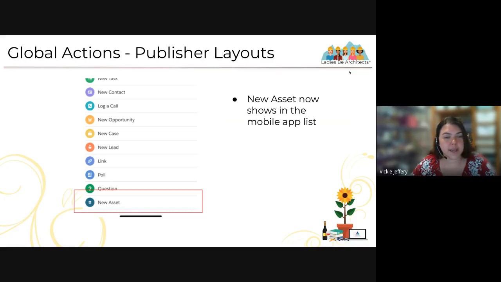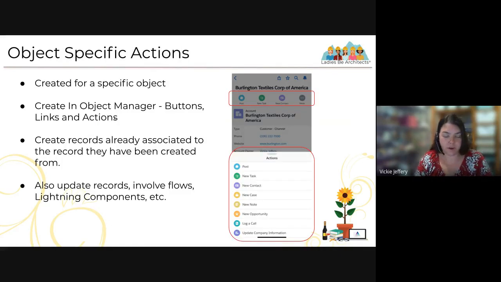Right, so now you can see that there's our new asset. We've created it. We've assigned it to the profile that I've got, and it's now sitting in our actions list in mobile at the bottom. Next, Adrienne. All right, so that's object global actions.